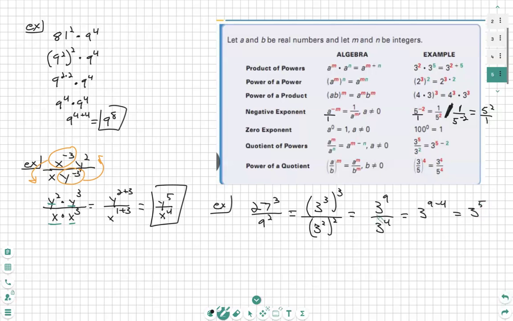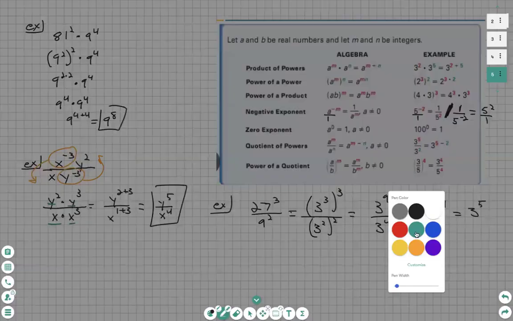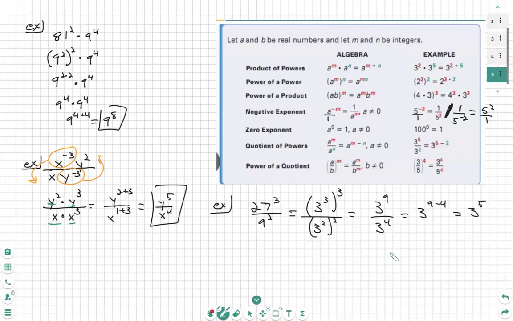Another way to think about this, if you don't want to go straight into subtracting, there's another alternative. The alternative is to think about it like this. There are 9 3s on top, 4 3s on bottom, all that being multiplied. Which one has more? Well, the top has more. And by how many more? Well, by 5 more.